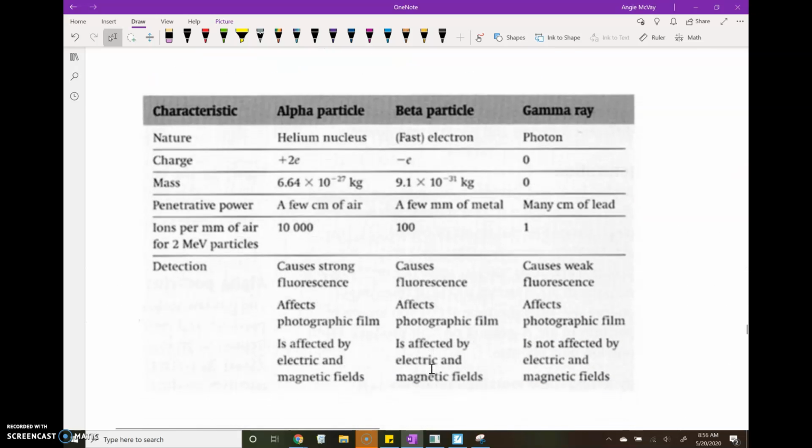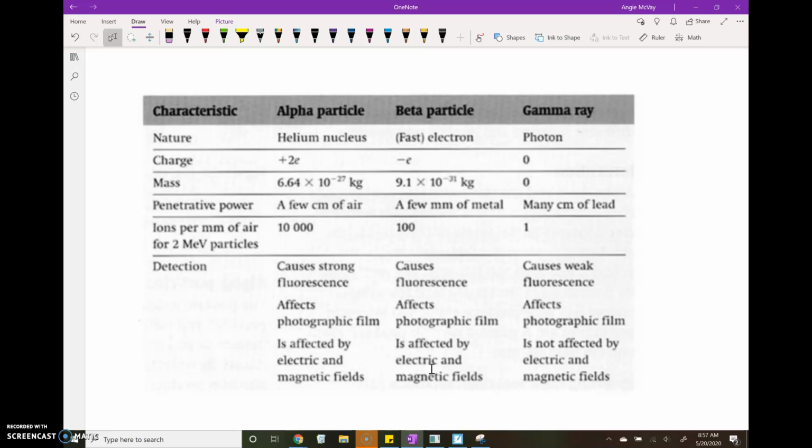All right, so just to kind of summarize, we've talked about alpha, beta, and gamma decay from a nucleus. Let's just kind of summarize what this is. So remember, alpha particle is a helium nucleus. It's got positive 2 elementary charge, and it's pretty massive in comparison to an electron. It can only travel a few centimeters, but is very ionizing. So it can cause a lot of damage in the small distance that it can travel.